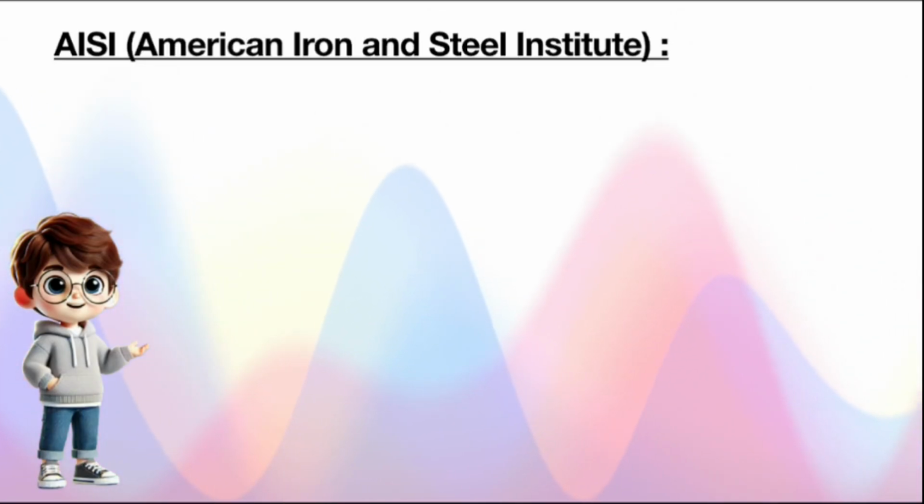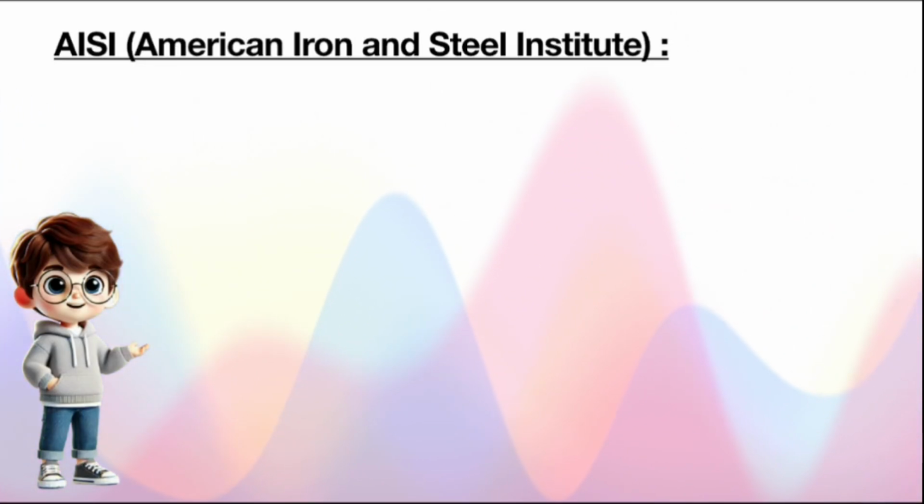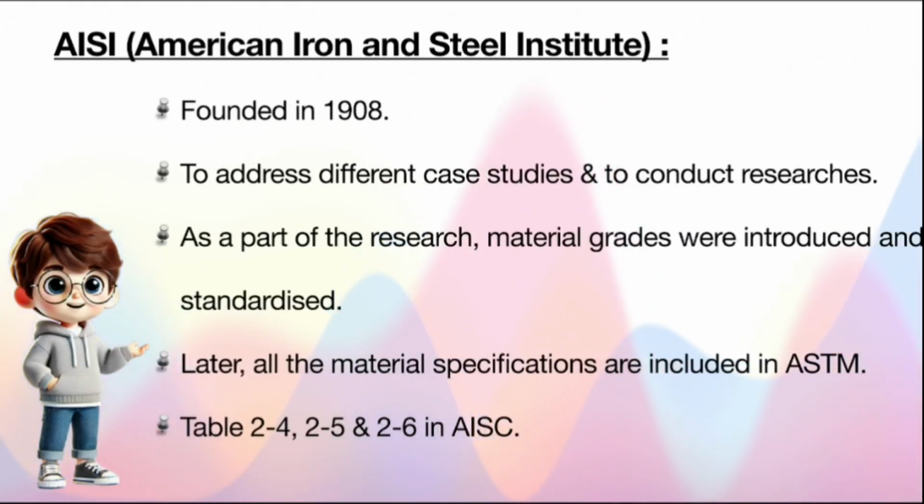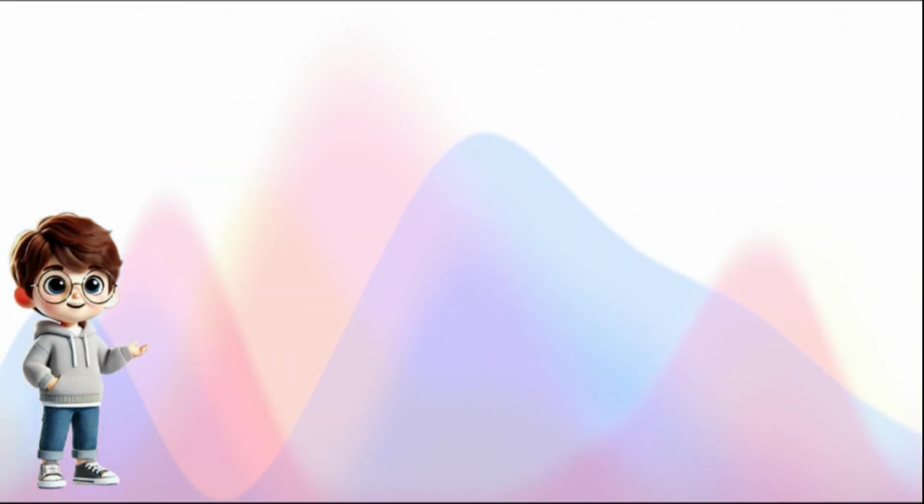Now, AISI, American Iron and Steel Institute. It was founded in 1908. The main purpose of AISI is to address different case studies and to conduct research. As a part of their research, material grades were invented. Later, these material grades were included in ASTM. We need to refer to tables 2-4, 2-5 and 2-6 in AISC.